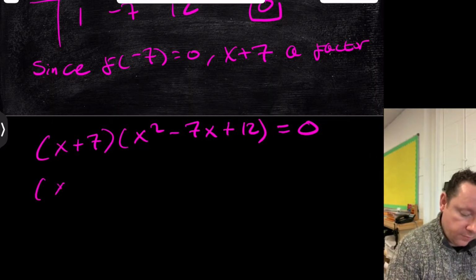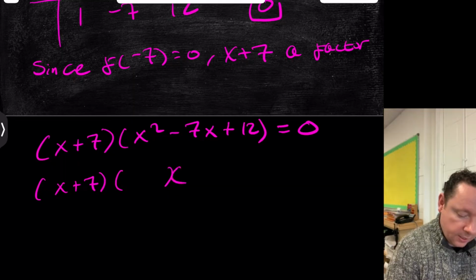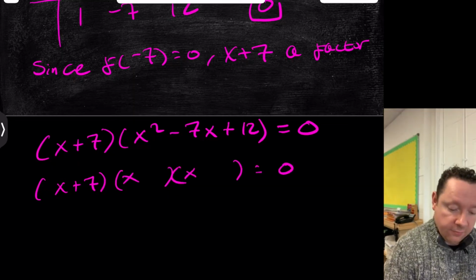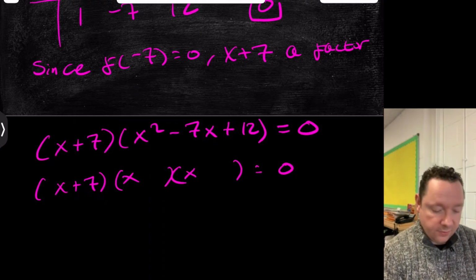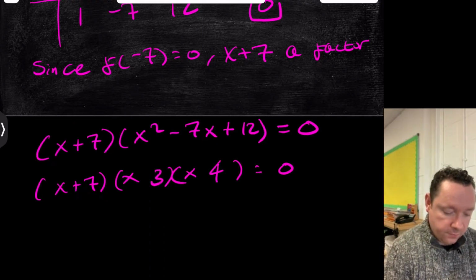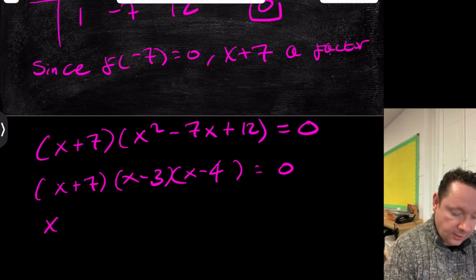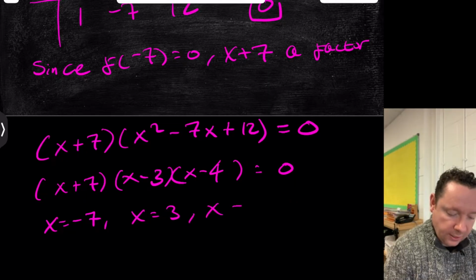So we've got x plus 7, double brackets, x and x. 3 and 4 make 12, but add to make 7, so it's 3 and 4, 4 and 3, whatever. So minus 4 minus 3. So then we can just say x equals minus 7 for the first one, x equals 3, and x equals 4. And we're done there.